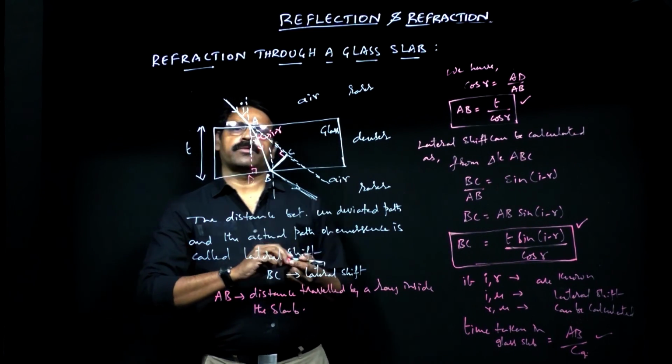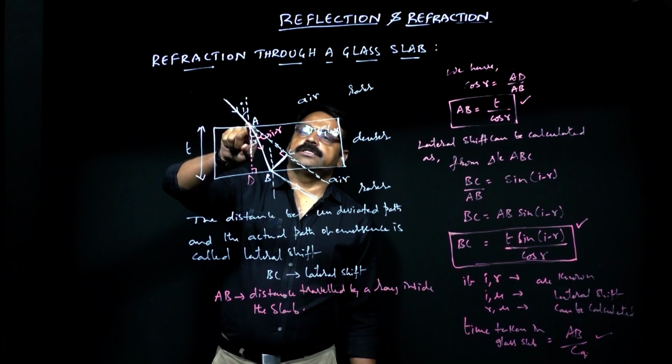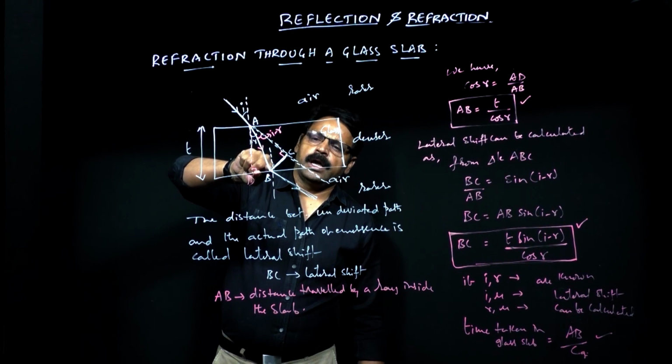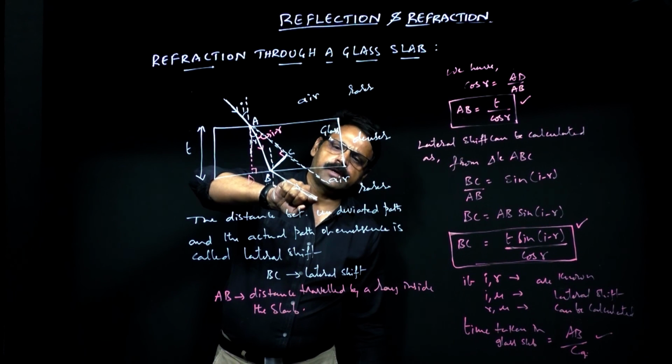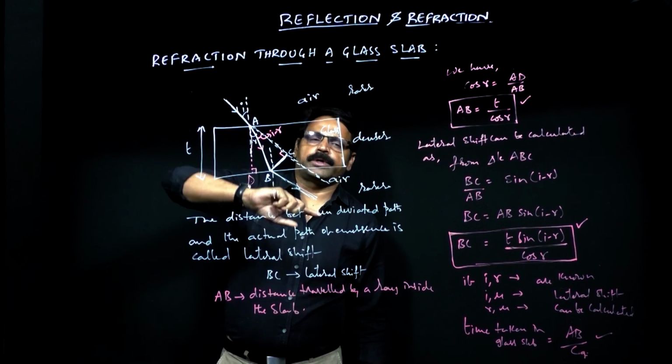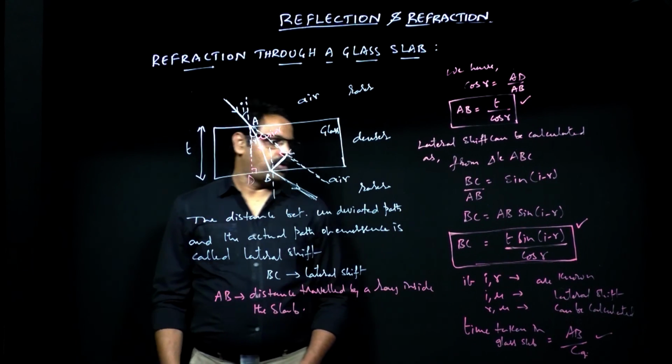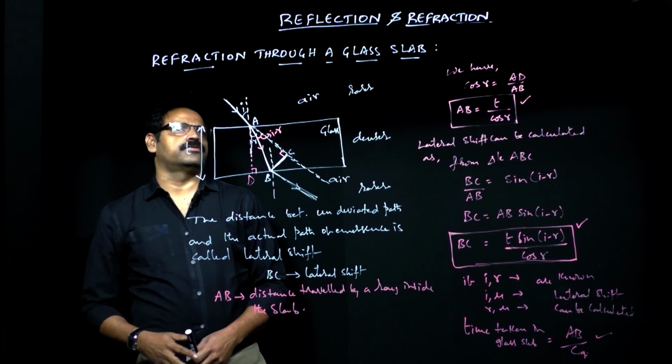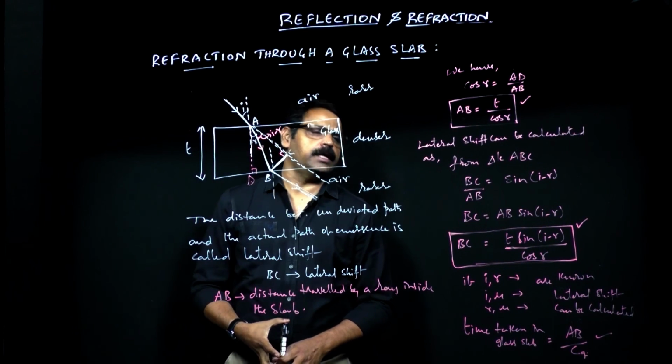Here you need to remember one point. When light is incident, it bends towards the normal. Again, when it goes into the same medium, it bends away from the normal. And by taking the proper geometry, you can calculate all these values. This is how the refraction through a glass slab can be discussed.